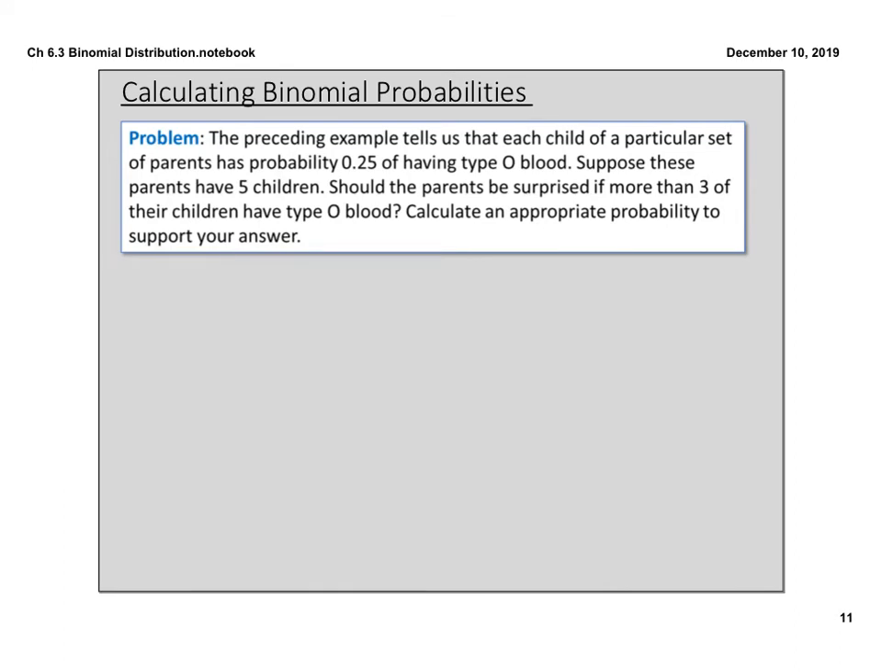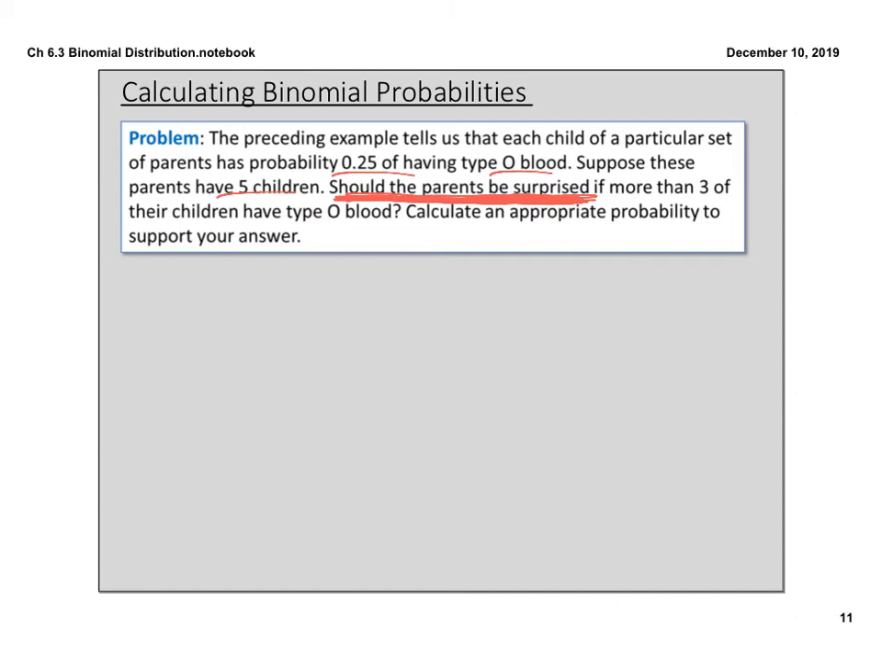Let's try another one. So now it says the preceding example tells us that each child of a particular set of parents, 0.25 type O, 5 children. Should parents be surprised? This is important to note because some of you forget to actually answer the question. So should parents be surprised is the actual question. Make sure you answer that at the end. You're going to have to find a whole lot of calculations to get there, but you need to actually go back and answer the question.